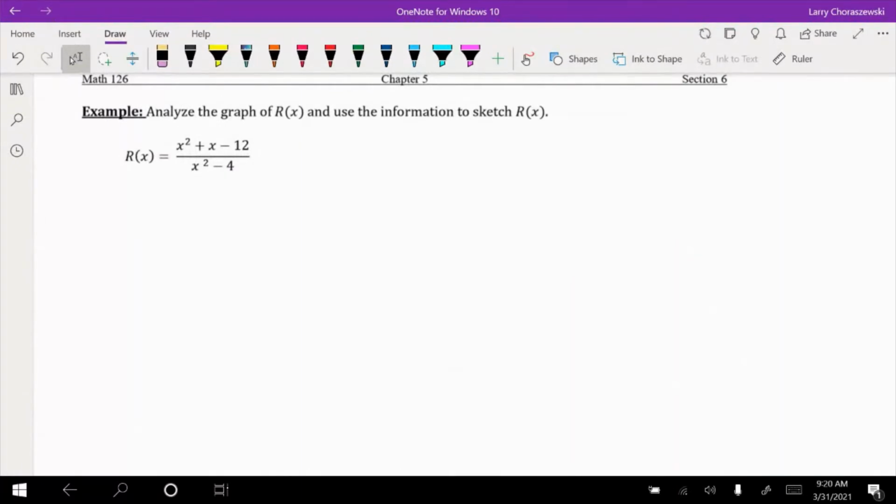Our first example. Analyze the graph of r of x and use the information to sketch the function.